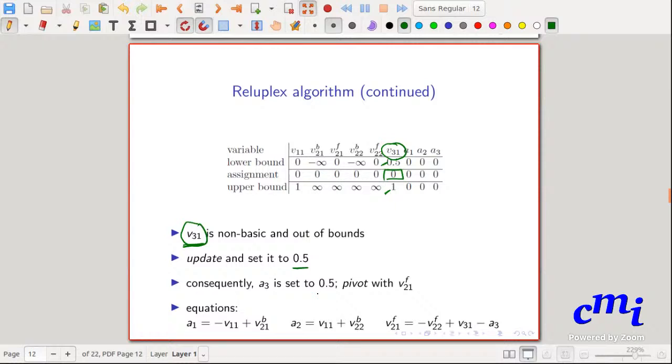A3 has to be 0, so it cannot remain half. So you pivot it with some variable, which is, I mean, you choose this because this is right now unconstrained. Okay, so you choose to pivot this with a V21 forward. So your equations now change.